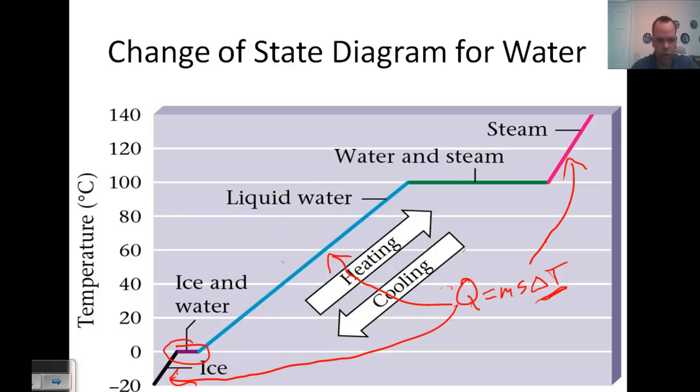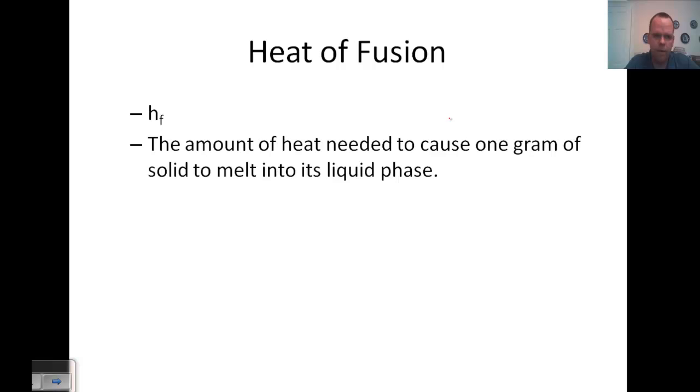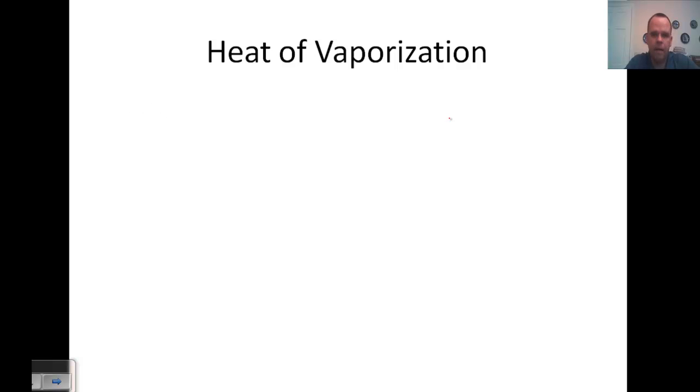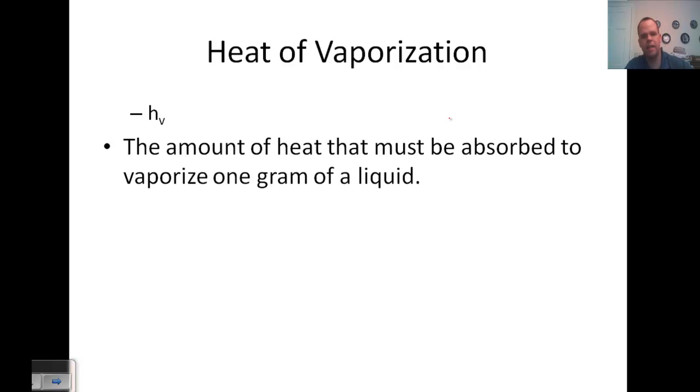The equations that we will use are based on the heat of fusion and the heat of vaporization. In this section, we're going to use Q equals m H_f, mass times heat of fusion. And in this section, Q equals m H_v, known as heat of vaporization. Heat of fusion is the amount of heat needed to cause 1 gram of a solid to melt into its liquid phase. Heat of vaporization is that liquid to gas transformation.